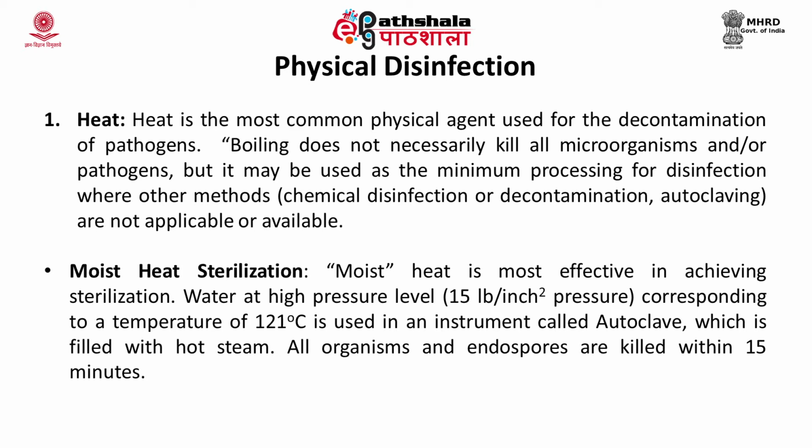Moist heat is most effective in achieving sterilization because in moist heat treatment, water at high pressure, 15 pounds per square inch, which corresponds to a temperature of 121 degrees C, is used in a specific instrument called an autoclave. All the organisms and endospores are killed within 15 minutes. The temperature of the steam in this method is lower when compared to dry heat sterilization, but the high pressure helps effective sterilization to take place.